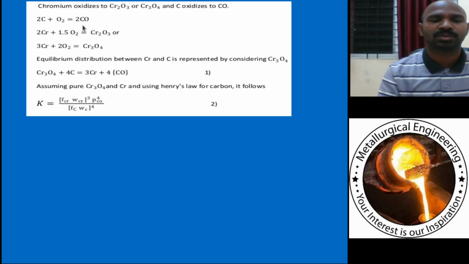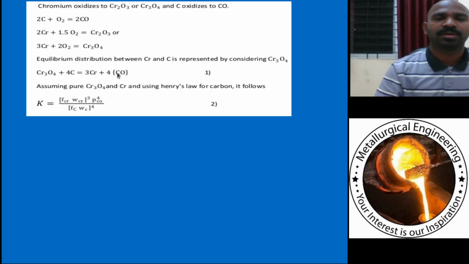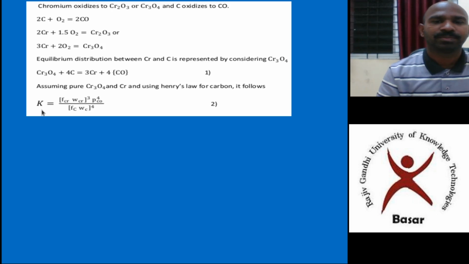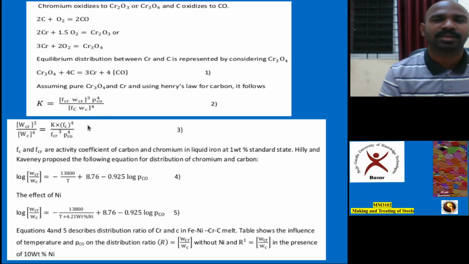Chromium and carbon will also react at an equilibrium state. This is the next reaction. If you apply Henry's law, since chromium and carbon are dissolved in the molten metal state, you apply Henry's law, and it gives the equilibrium constant when you rewrite this equation. This is how it appears. Since CO is a gas, you will take it in terms of partial pressure.